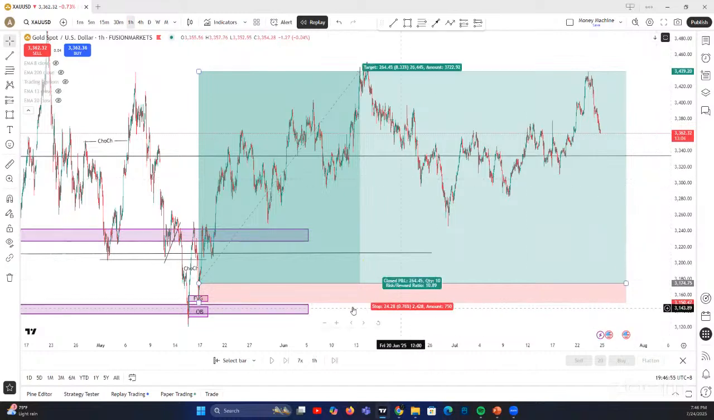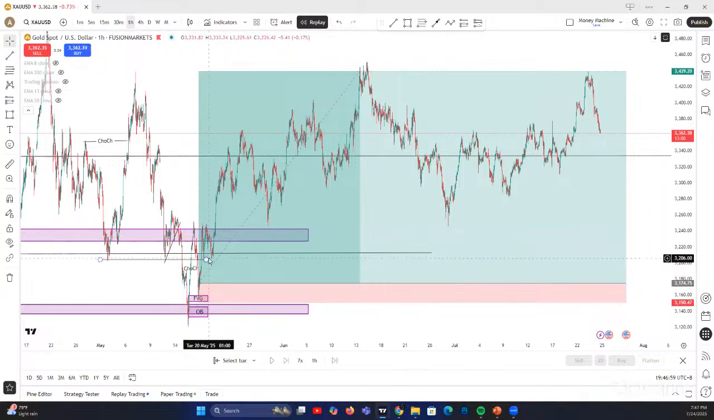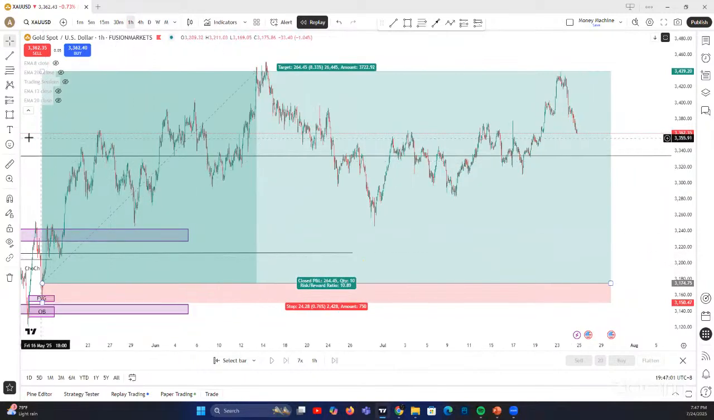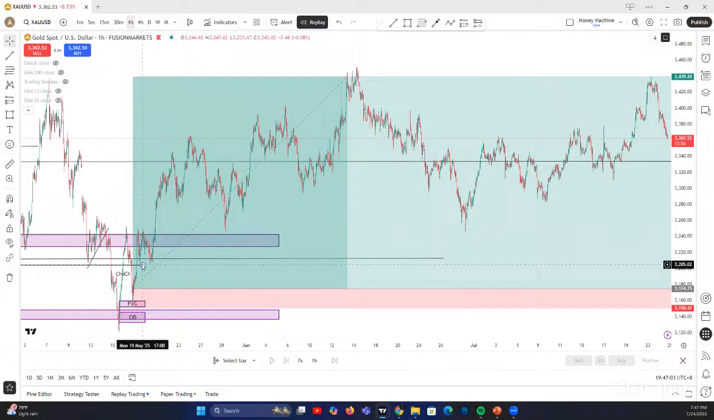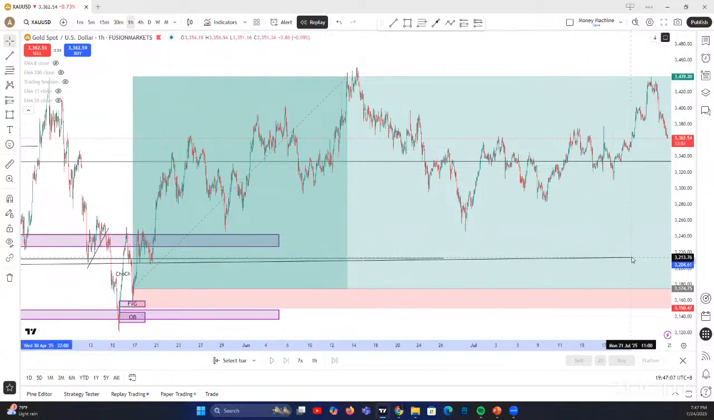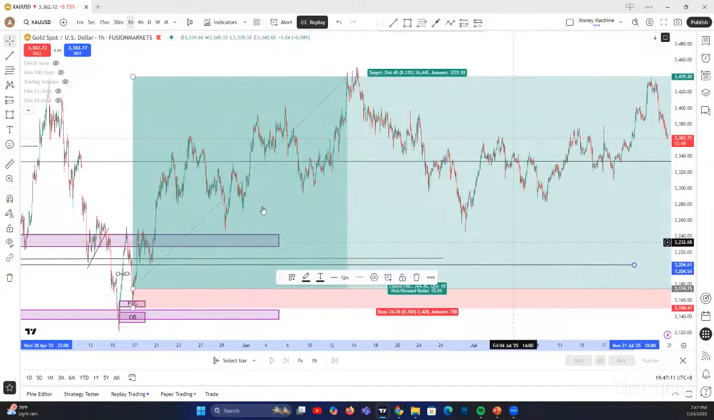Okay, did it ever hit your stop loss? Never. It never went back there. Okay, it never even went back to this change of character here. This change of character was respected. Okay, you see?